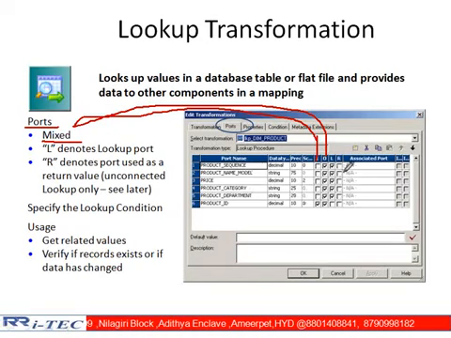And the other things, whatever L is not selected, that is coming from where? Source. That is coming from source. Whatever L is enabled, those are coming from lookup table. Remaining things are coming from source. Here R denotes port used as a return value. This is used only in case of unconnected lookup only. It is not useful in case of connected lookup.